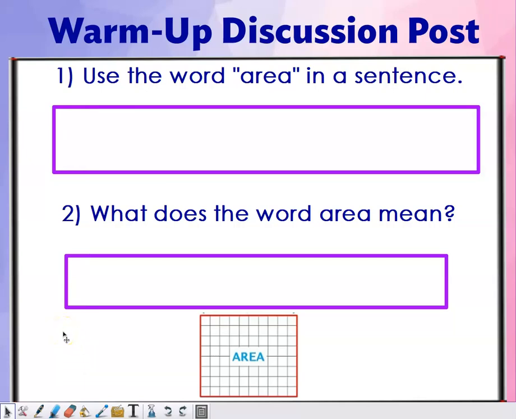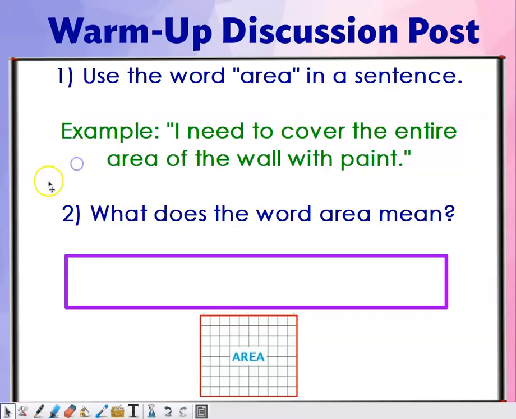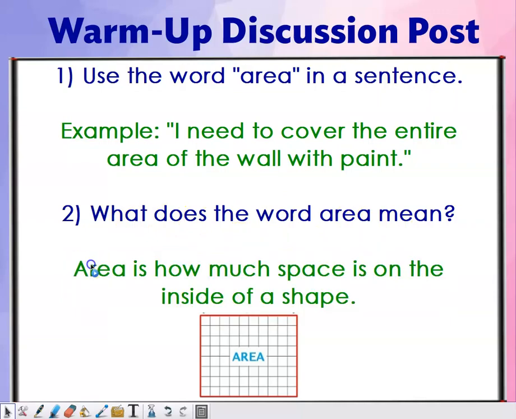Okay, so by now you should have answered those two questions in the discussion post. So we're going to answer them. Use the word area in a sentence. What I put behind here is just one example of a sentence you could have written. An example is, I need to cover the entire area of the wall with paint. That is one example. What does the word area mean?